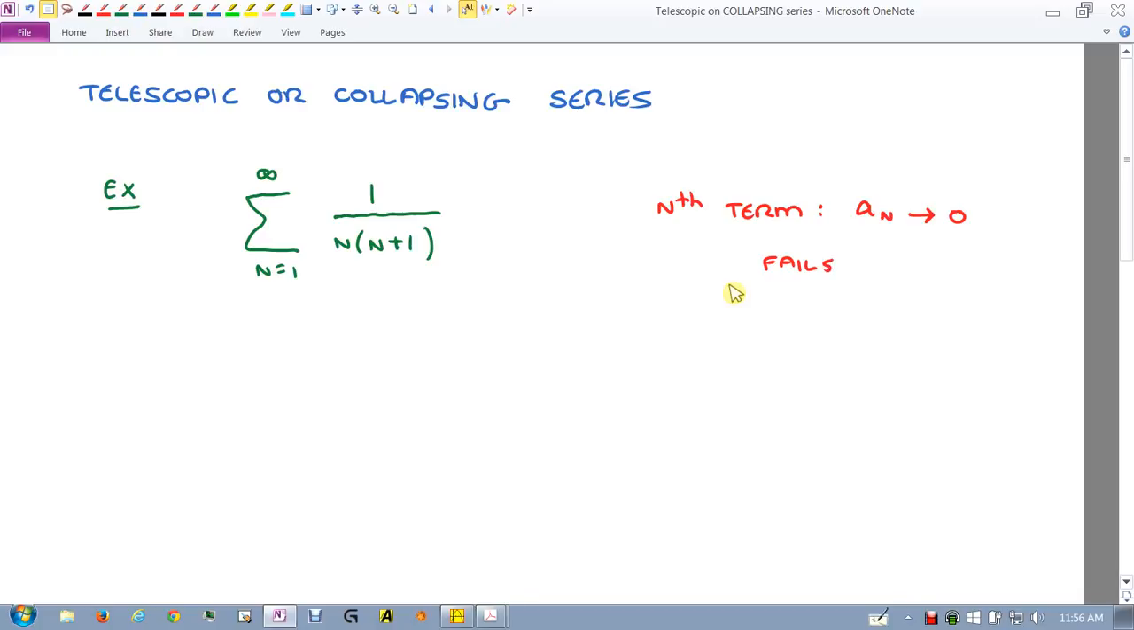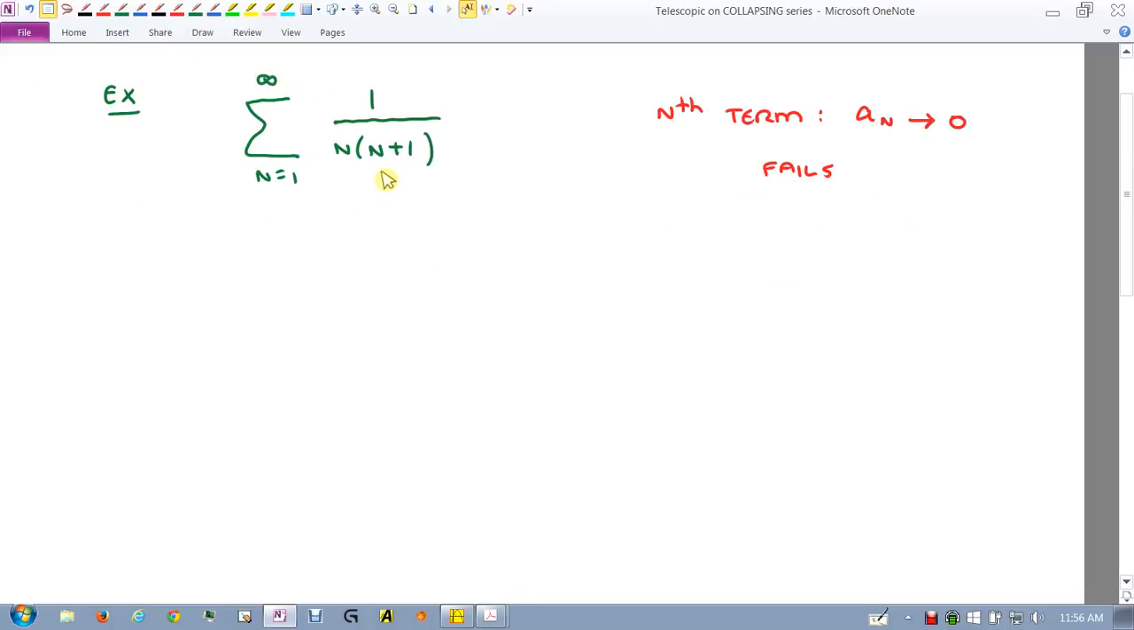Well, what we can try is to see if we can somehow rewrite this in a way that we get this thing that we're going to call telescopic or collapsing. You'll see when we work through the problem why we call it that in a minute, but let me work through it first. Do you agree I could do this?